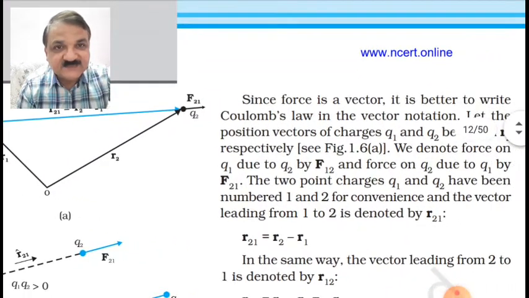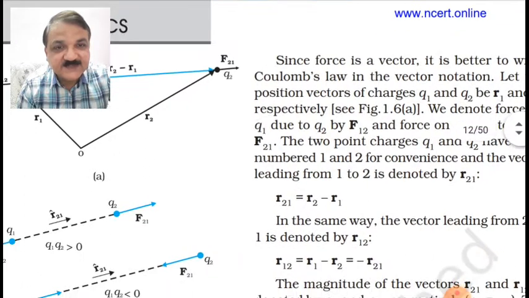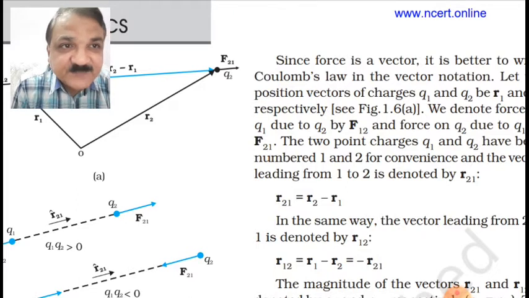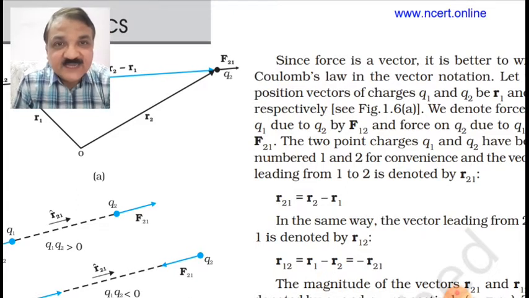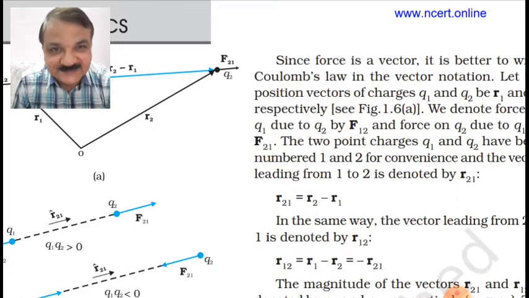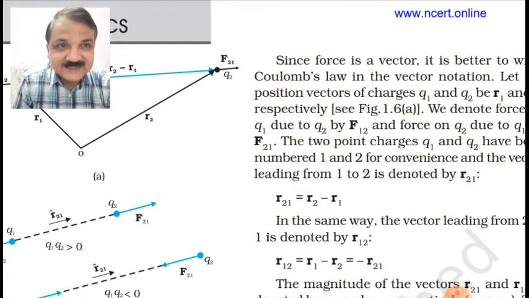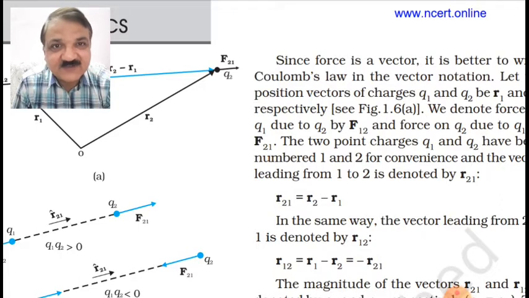अब यहाँ पे वास्तव में बच्चों क्या किया गया है, इस डायग्राम में कूलम्ब लॉ को वेक्टर फॉर्म में लिया गया है ना. अब वेक्टर फॉर्म में क्यों लिया गया है? क्योंकि देखो फोर्स इज ए वेक्टर क्वांटिटी और कूलम्ब लॉ states that force between 2 point charges, and force is a vector quantity, so Coulomb law can be expressed in vector form. इसको हम वेक्टर फॉर्म में भी दिखा सकते हैं.